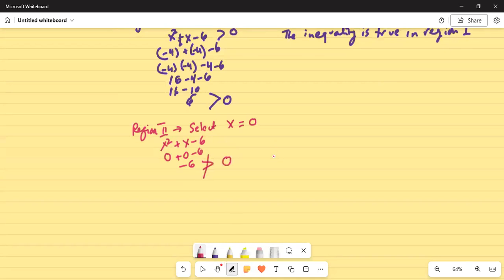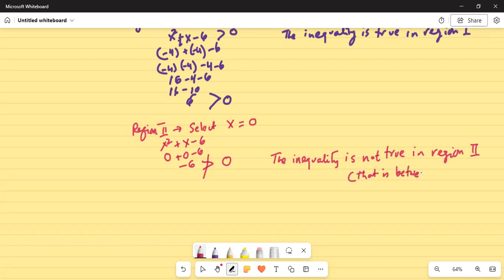So that is definitely not greater than 0. So the inequality is not true in region 2. Region 2, that is between -3 and 2.